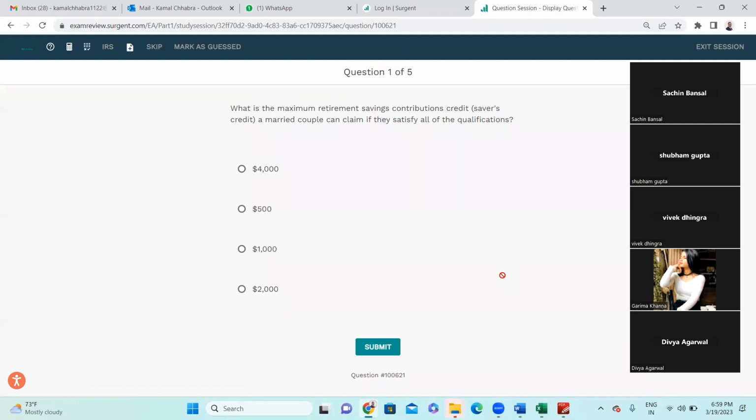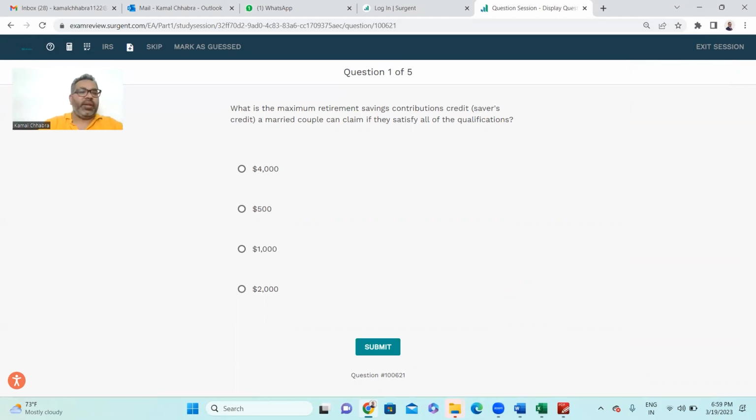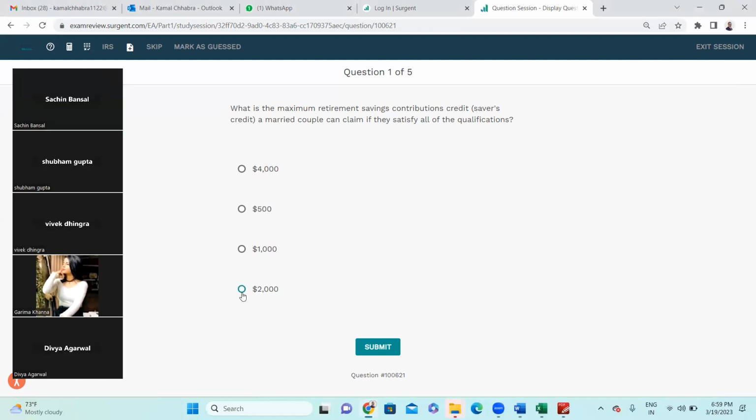What is the maximum retirement saving contribution credit a married couple can claim if they satisfy all the qualifications? 500, 1000, 2000 or $4,000? How much? Option 4, 2000. Do you agree? 50% of 2000, 1000 plus 1000. Vivek, Garima, Sachin? 2000, sir. Any different view?